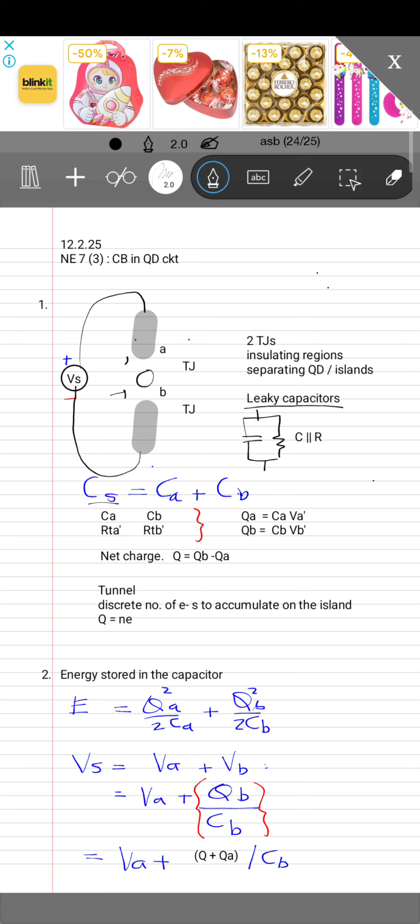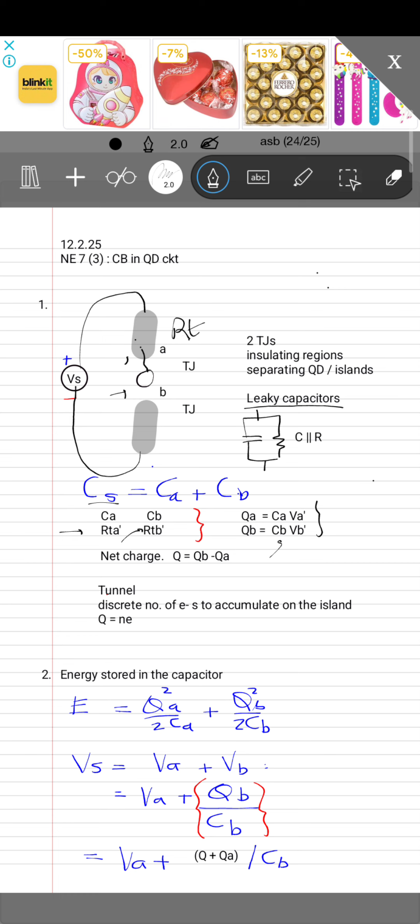Now also, since these are tunnel junctions, you will have a tunnel resistance associated with each of these junctions. So the tunnel resistance for junction A is RTA, and for junction B is RTB. The total charge existing at point A is the capacitance times the voltage at this point, that is CA VA, and similarly for point B.